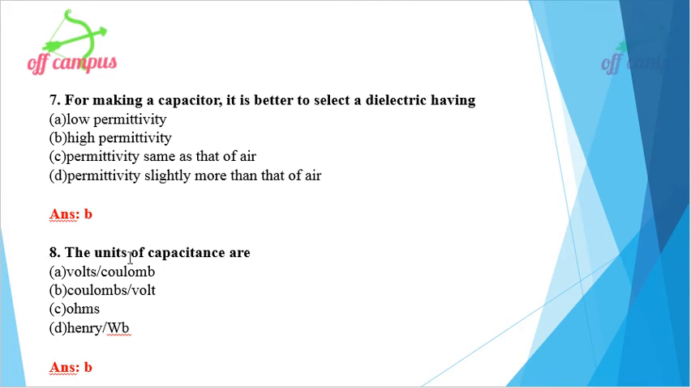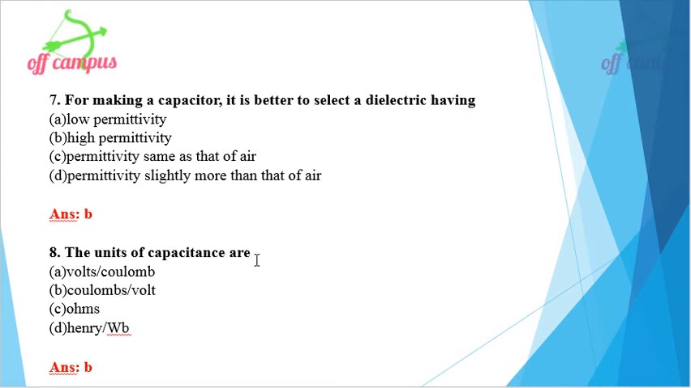Then the units of capacitance are, four different options are given. The right answer is coulombs per volt. How? What is the capacitor formula? C equal to Q by V. Q is a charge. What is V? V is a voltage.